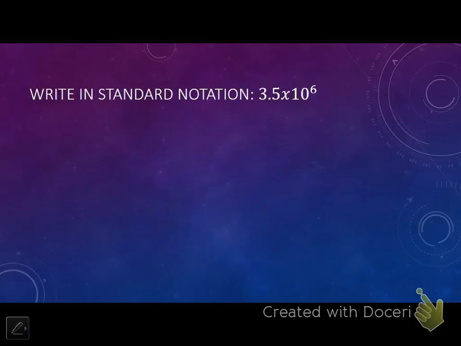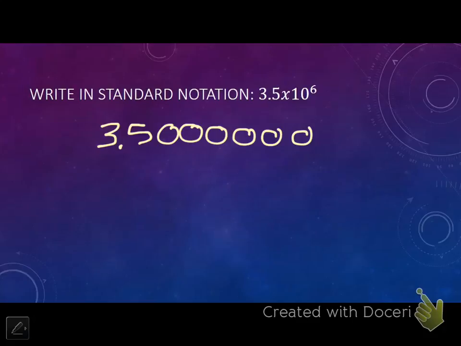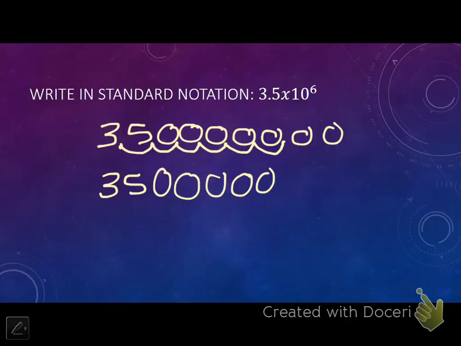Okay, so we're going to write this in standard form. So we're going to have 3.5. So we got a positive, so we know it's going to be getting bigger. So we got to add our zeros to the end. 1, 2, 3, 4, 5, 6. So it's going to be 3, 5, 1, 2, 3, 4, 5 zeros.